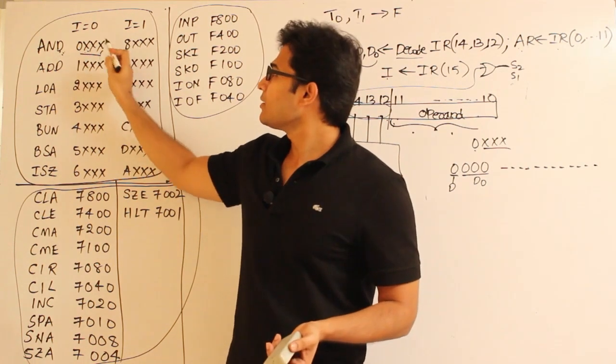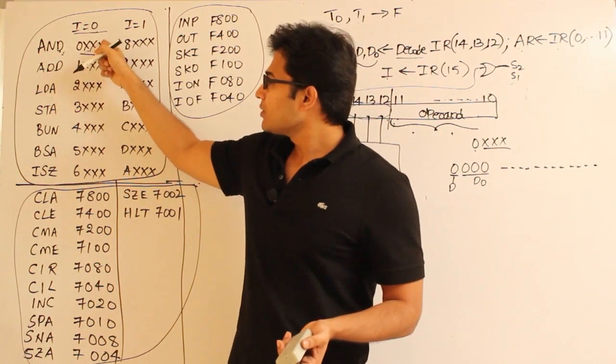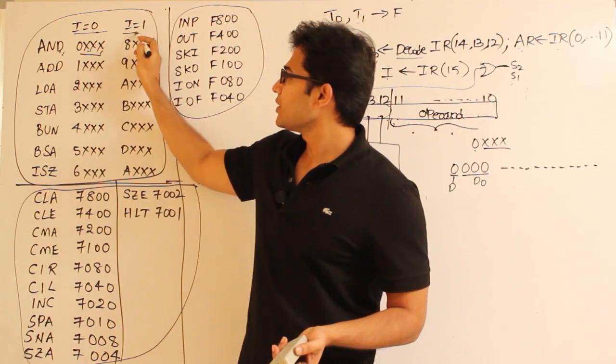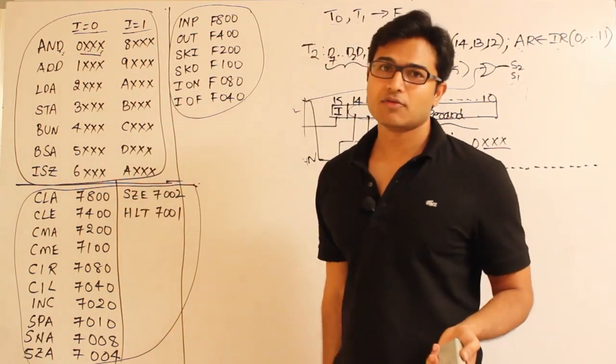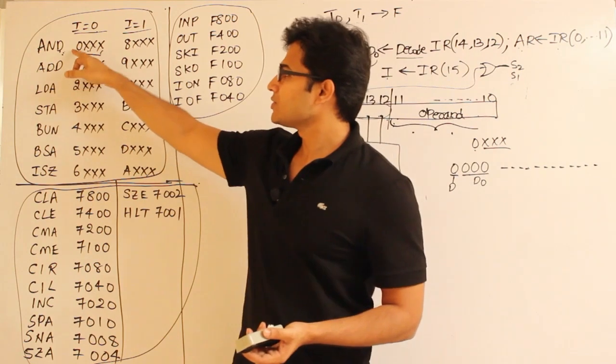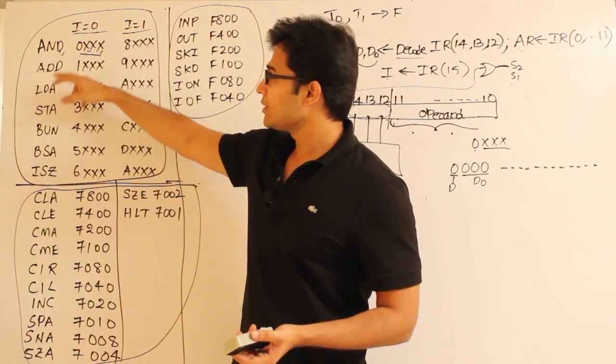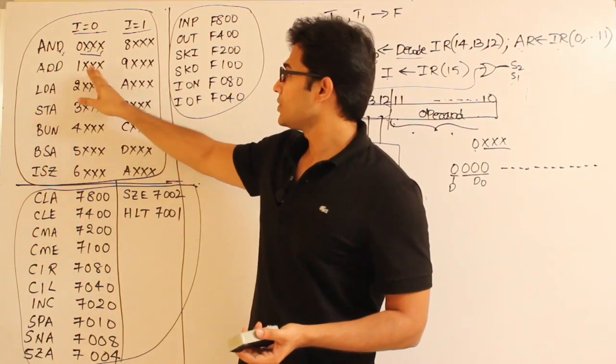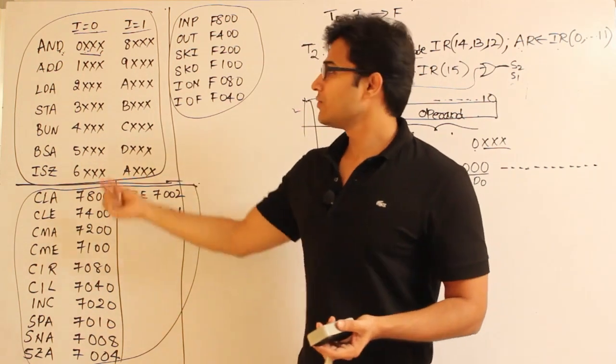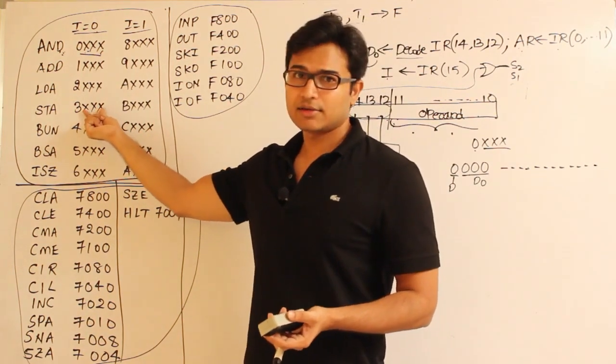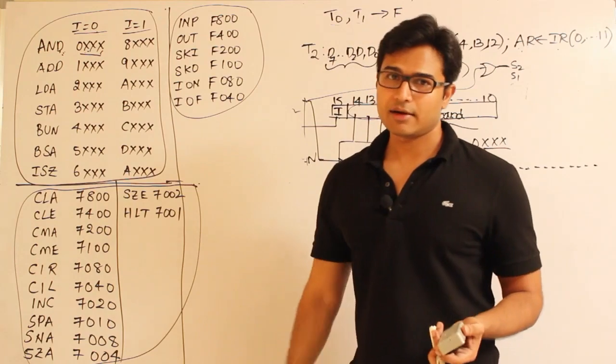Got it? And in case if I equal to 0, it is all about it, and in case if I equal to 1, it is all about it, which means all these memory reference operands or all the memory related instructions are actually having 2 variants. One variant is using direct addressing and the other variant is using indirect addressing.